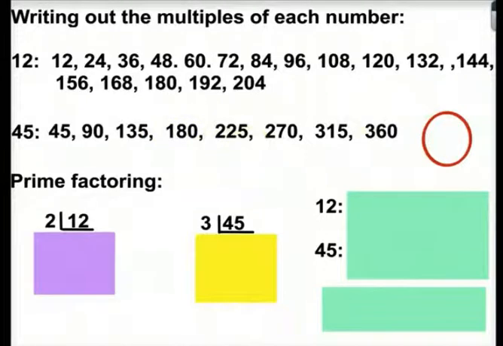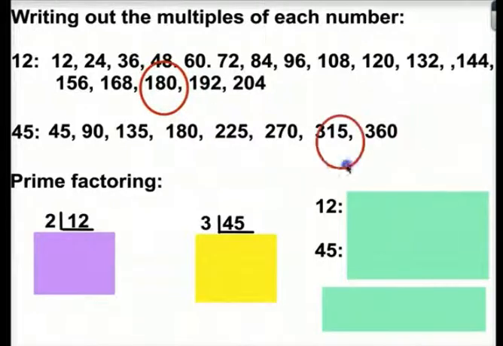And here's my multiples of 45. Okay, so now I'm looking at my numbers, and I'm looking at 12, 24, 36, nothing here, nothing here. I'm looking at 45, 90, 135. Well, 45 times 4 is 180, and there's 180 here. So that is my least common multiple for 12 and 45, 180.